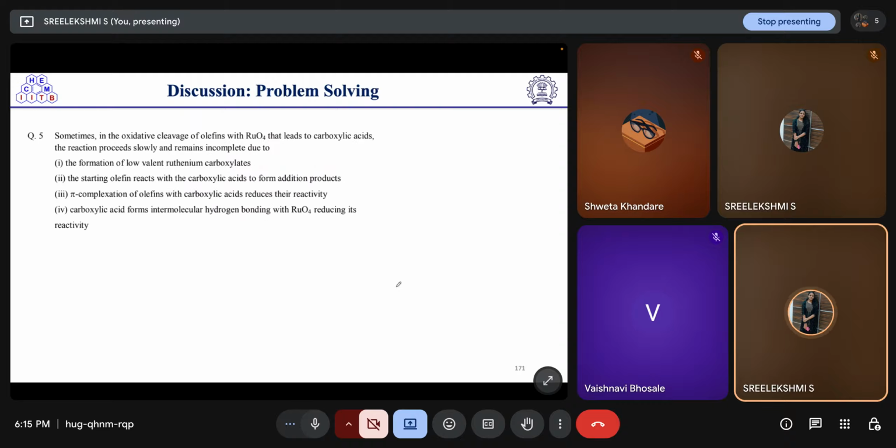The next question. Sometimes in the oxidative cleavage of olefins with ruthenium tetroxide that leads to carboxylic acid, the reaction proceeds slowly and remains incomplete due to the formation of low valent ruthenium carboxylate. Starting olefin reacts with carboxylic acid to form addition product. Pi complexation of olefin with carboxylic acid reduces their reactivity. Carboxylic acid forms intermolecular hydrogen bonding with ruthenium tetroxide, reducing its reactivity.